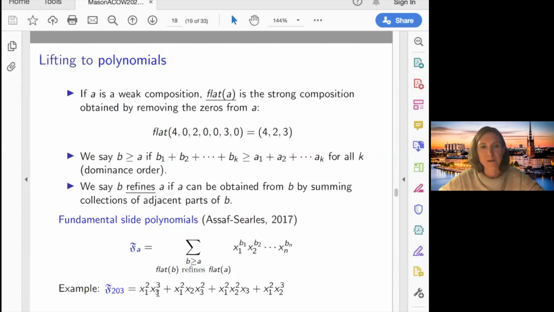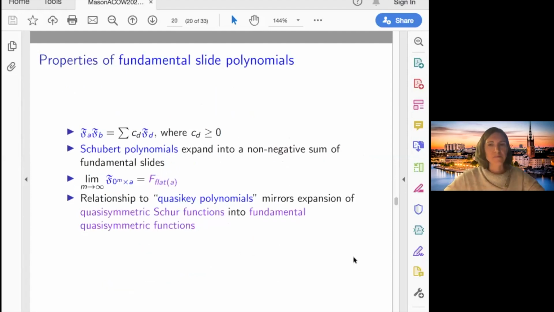So here we start with this x1 squared, x3 cubed, and the x1 squared, well, that squared can't really move any farther to the left because there's no variable over there, but the cubed on the 3 can start marching to the left until it hits an obstruction of a variable that was already there. So that's the definition for the fundamental slide polynomials.